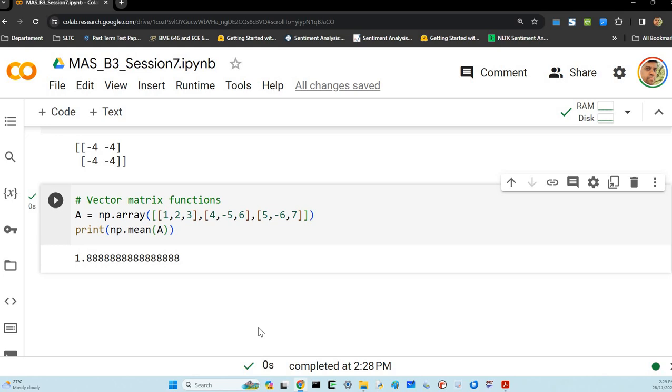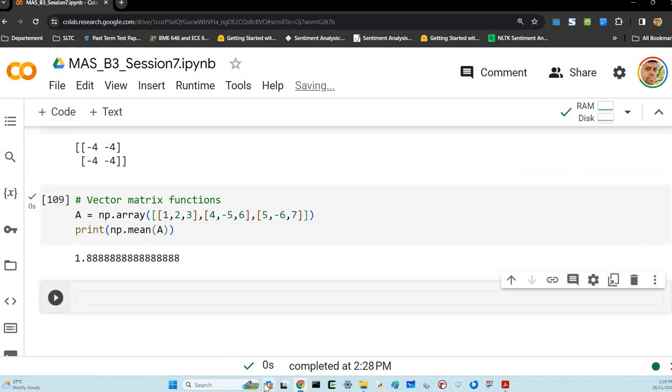So it goes on like this. So that's what we got. But that is the mean value of all the values. But we can get row wise and column wise. So if you need to get the mean value row wise, here is how we go.